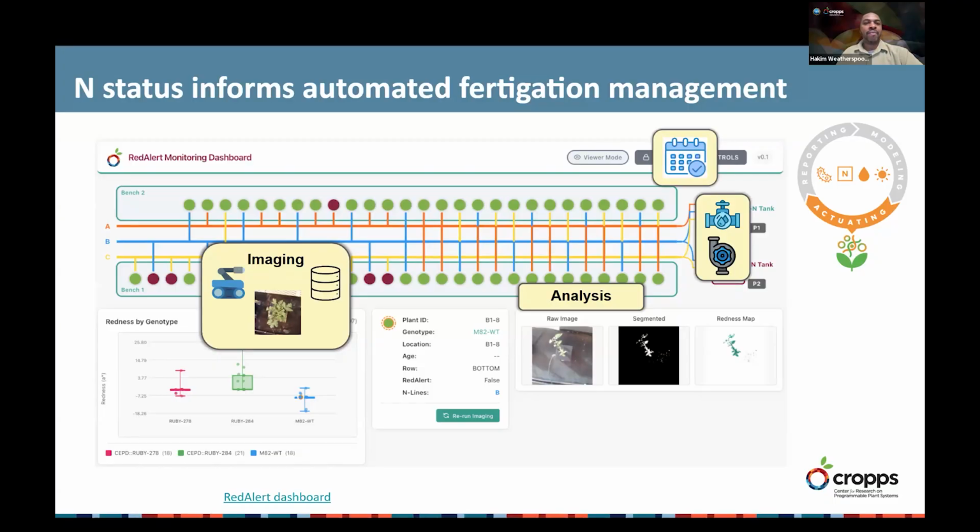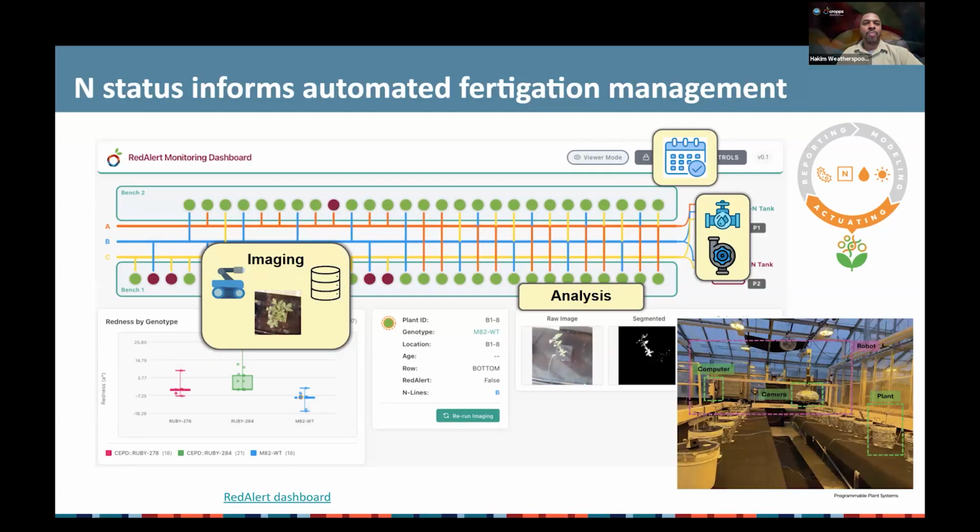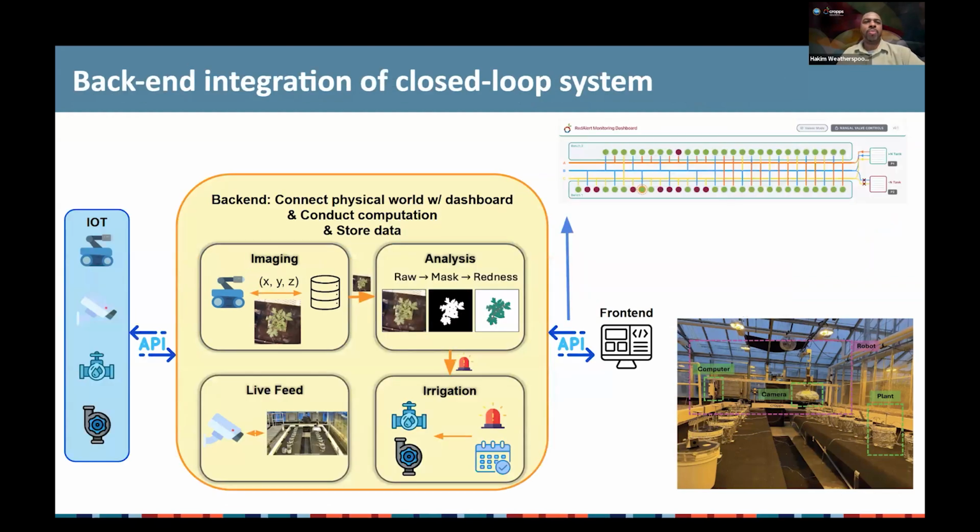Lastly, there is a live feed where robot and plants can be observed in real time. What is important here is imaging, analysis, visualization, and irrigation are no longer separate pieces. They work together as one integrated system. This is what it means to close the loop. Plants report their condition, computation interprets that signal, and the system responds in a timely manner.